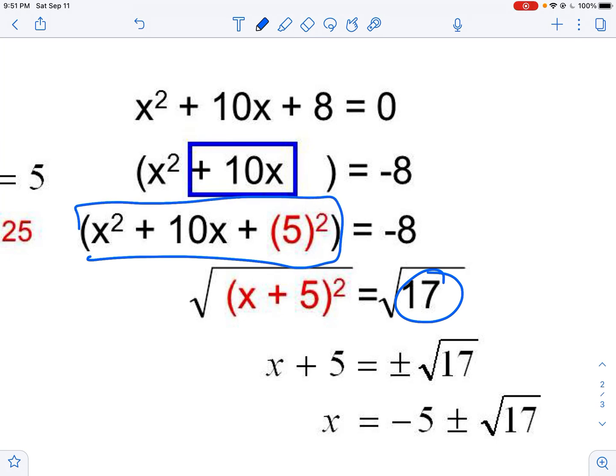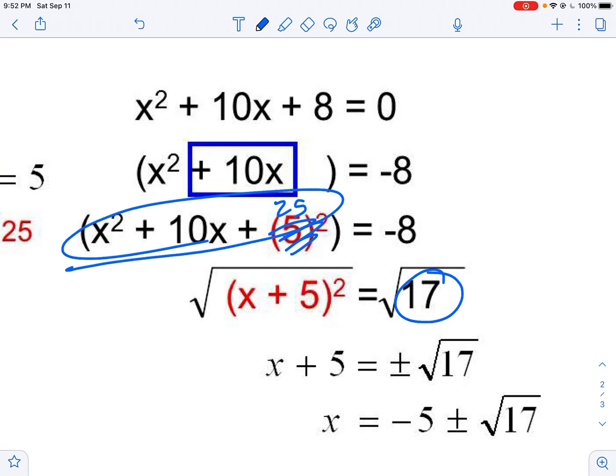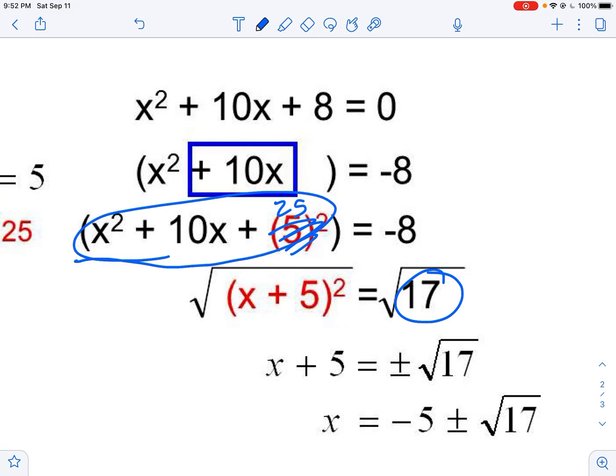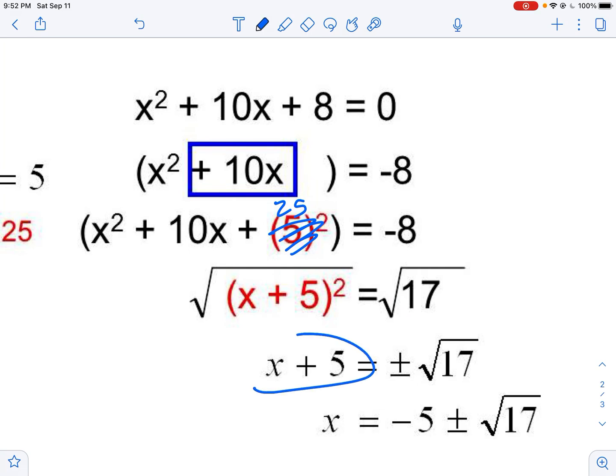This part here, if you don't like the 5 squared part, you could put 25. This perfect square trinomial can turn into a single binomial squared. And that's because x plus 5 times x plus 5 gives you x squared plus 10x plus 25. And now we have this binomial squared. We can now square root both sides of the equation. The left side just becomes x plus 5.